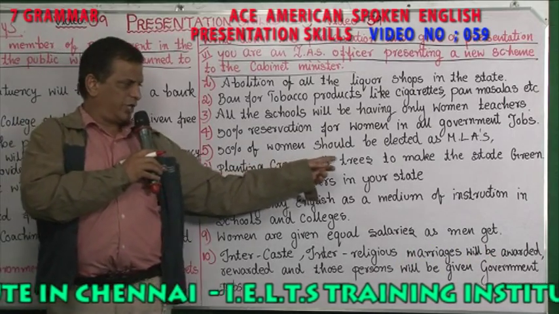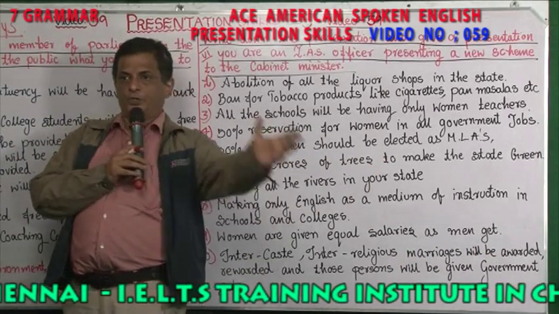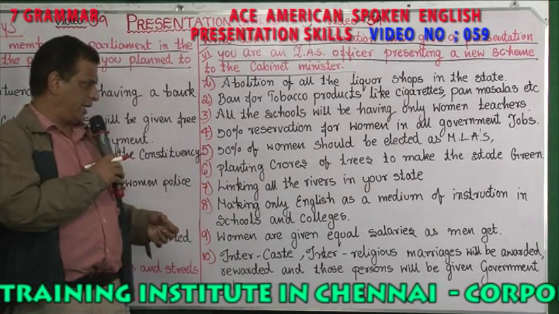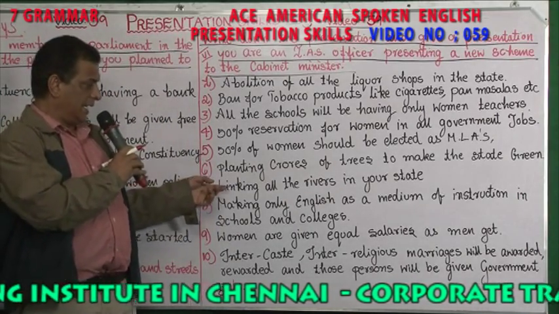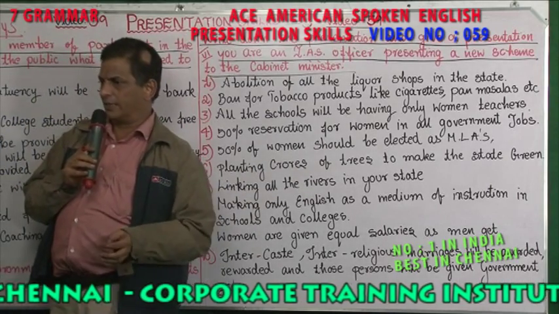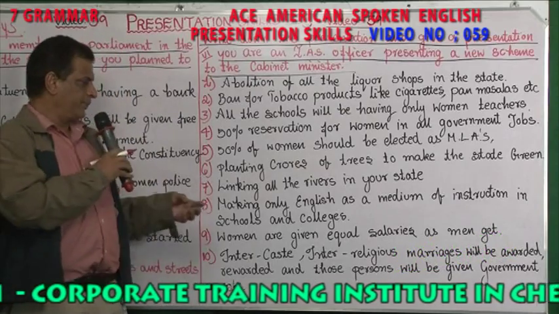Planting rows of trees to make the state green. To make the state green, planting a lot of trees, and linking all the rivers in your state. So interlinking of all the rivers in your state.